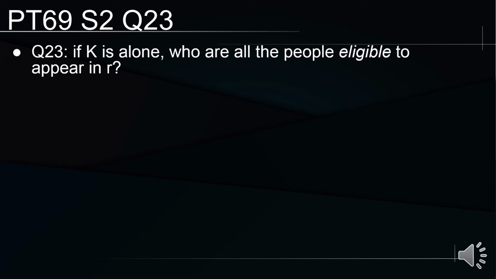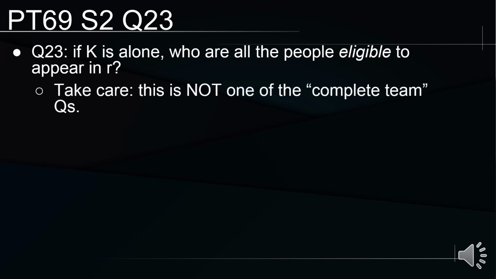So that brings us now to question 23, the final one of this set, and this one is: if K is alone. That's the starting condition. This is all based on the idea that K is alone. Who are all the people eligible to appear in Team R? Take care to note that this is not one of the complete team questions that we've seen several of so far. They're not suggesting that any of these answer choices represent a complete team. They're just saying who is eligible to even show up in the R column in a situation where K is alone.